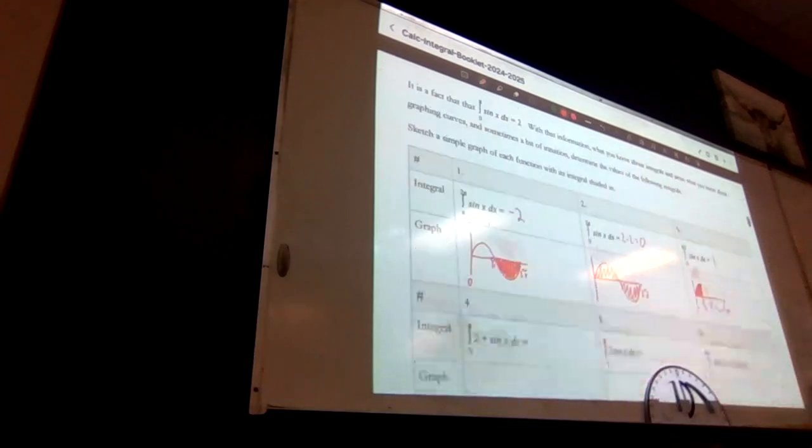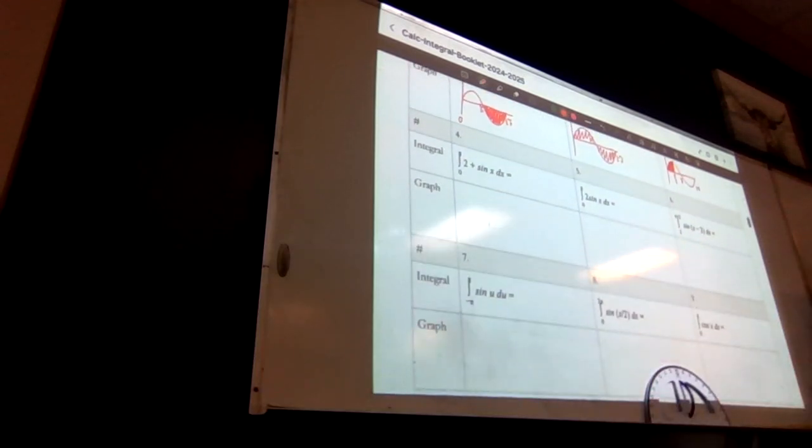Okay? Now, what happens if we do the integral of 2 plus sine of x dx? Okay, well, let's see what happens. Let's graph this out. If I add 2 to sine of x, what does that do to the graph? Moves it up. It moves it up by 2. So right here, I'm going to go 1 and 2, and then 3. This right here is now our x-axis.